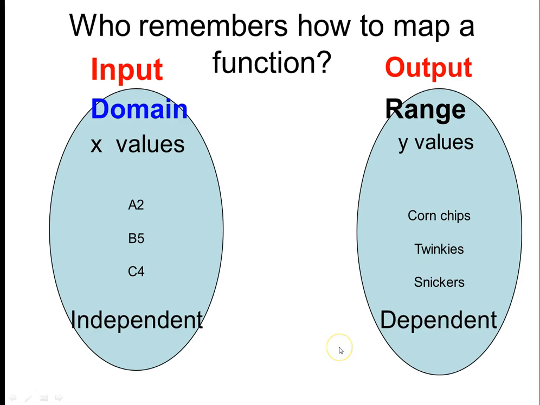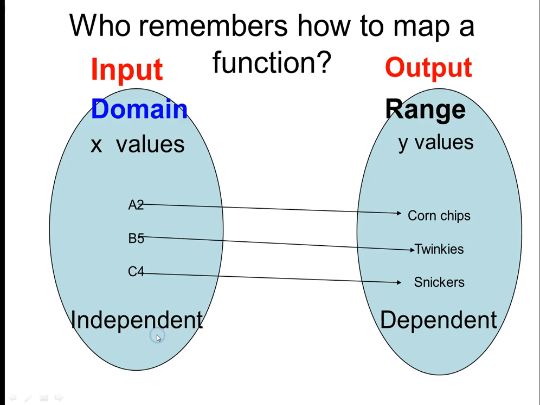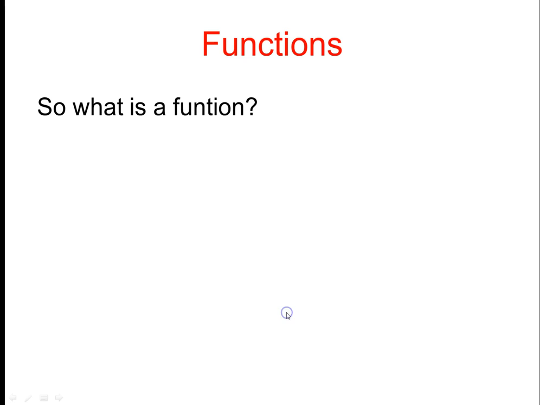Now there's one other thought you need to remember. I know you've beat it to death in Algebra 1, but let's remember independent and dependent. I can choose any one of these buttons I want. I can choose A2, B5. I can choose any one of them I want. I'm independent in how I choose them. But once I do choose them, if I choose A2, it has to give me corn chips. That means the corn chips is dependent on which button I push. So have we got all our vocabulary back in our head?